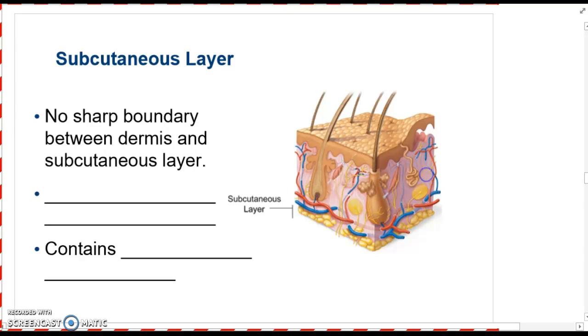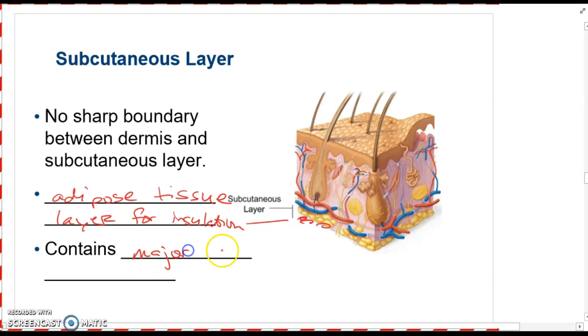Okay, so now we're underneath, in the subcutaneous layer. There's not really a sharp boundary between the dermis and the subcutaneous layer, not a definitive thing that you can notice between the two. But you can see these little dots right there, that's the adipose, so that fatty tissue, or I'll just call it an adipose tissue layer. And what does that provide? Insulation. And it also contains, that's where your major blood vessels are held.